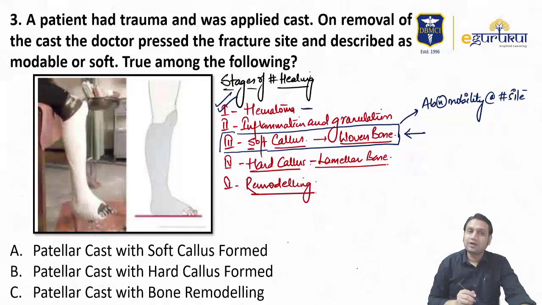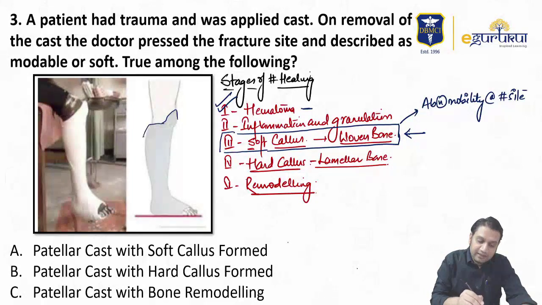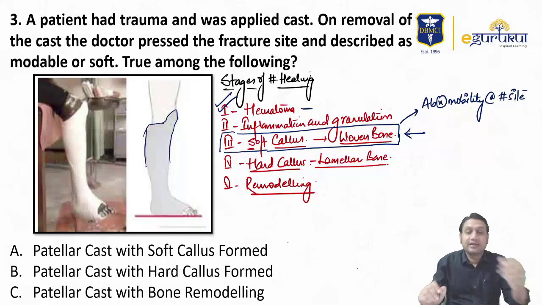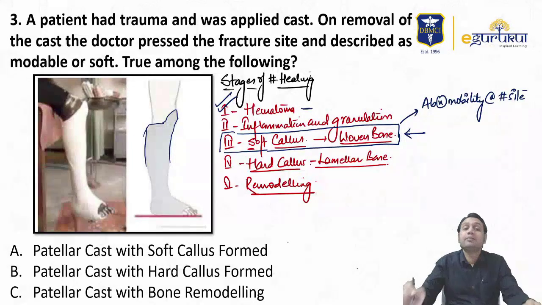So where do we take now? The cast, this is a cast. Why do we call it a patellar cast? Because you see this going till the patella. So that's why it is a patellar cast, right? That is PTB, patellar tendon bearing cast.